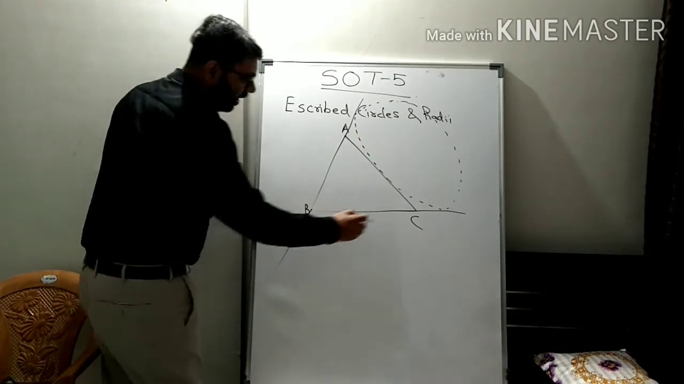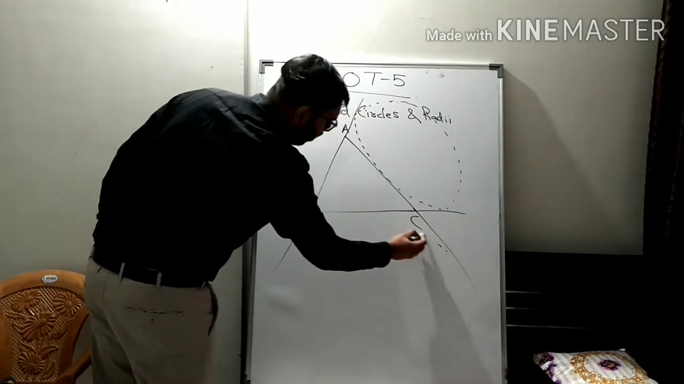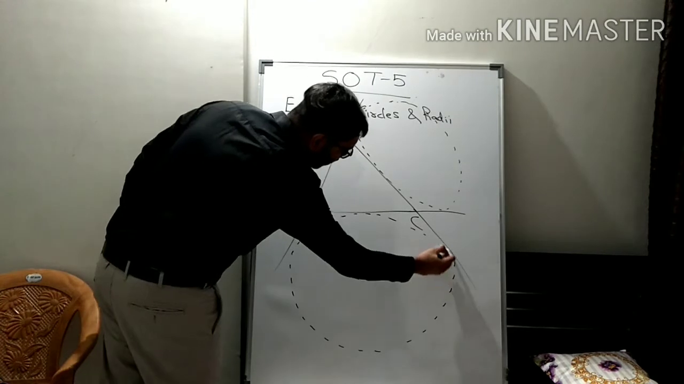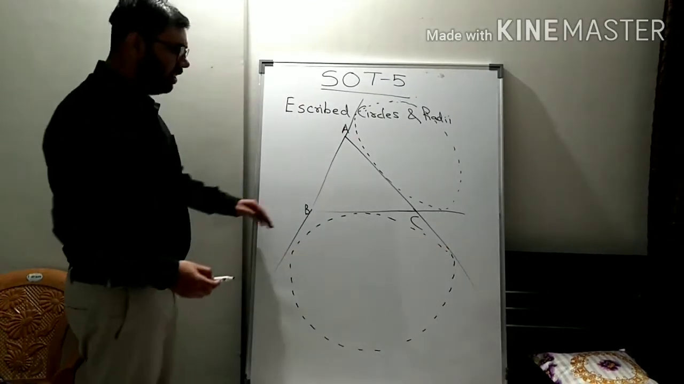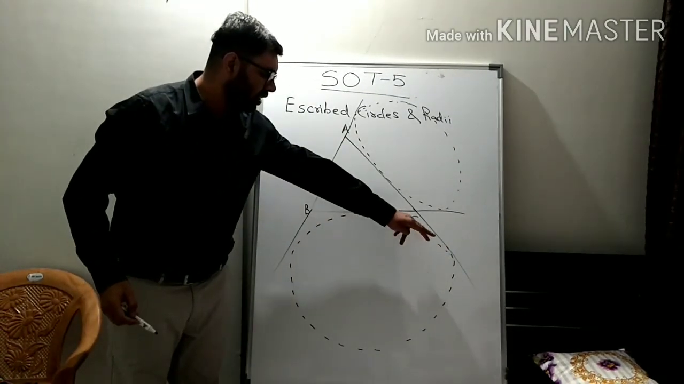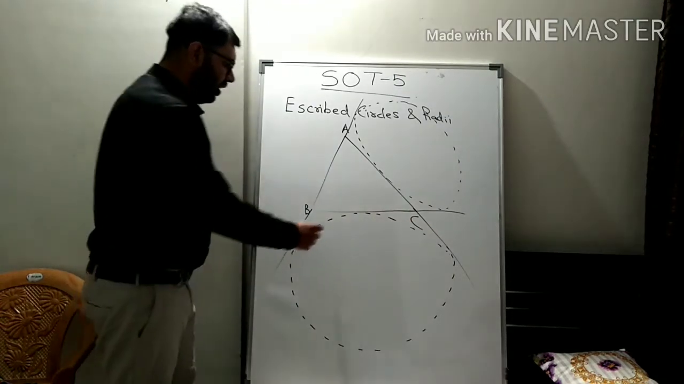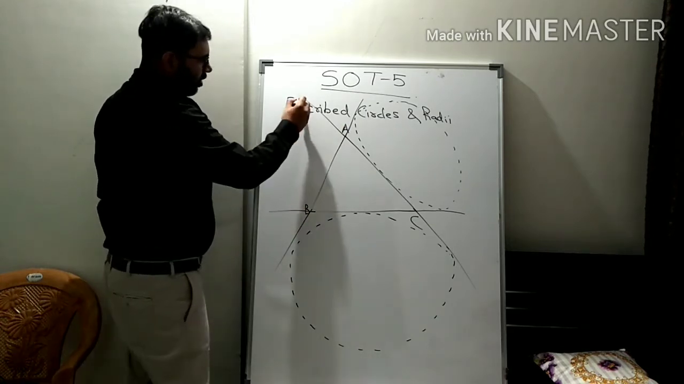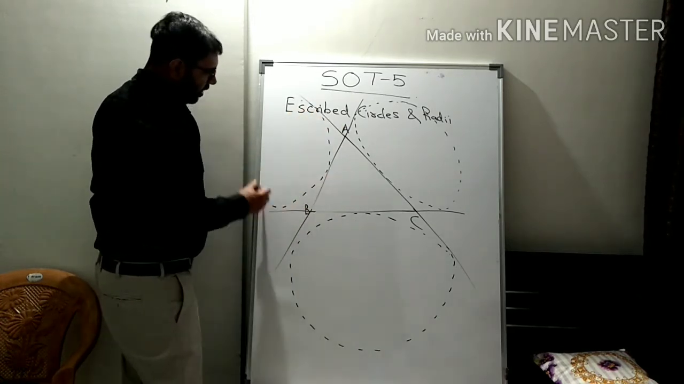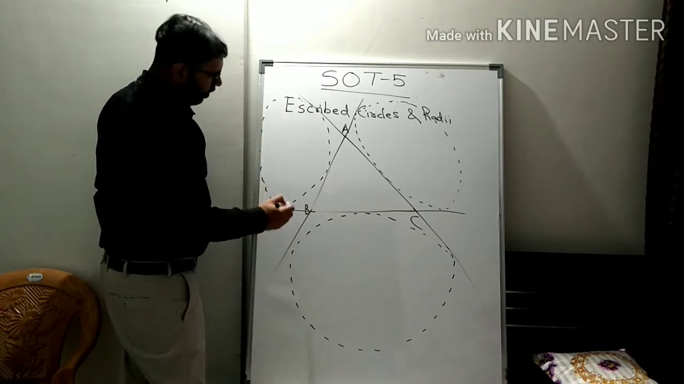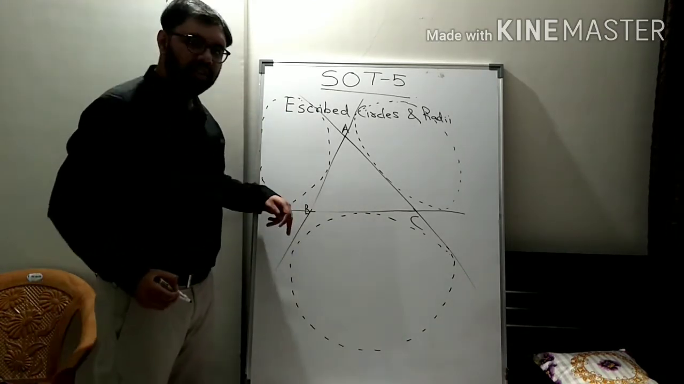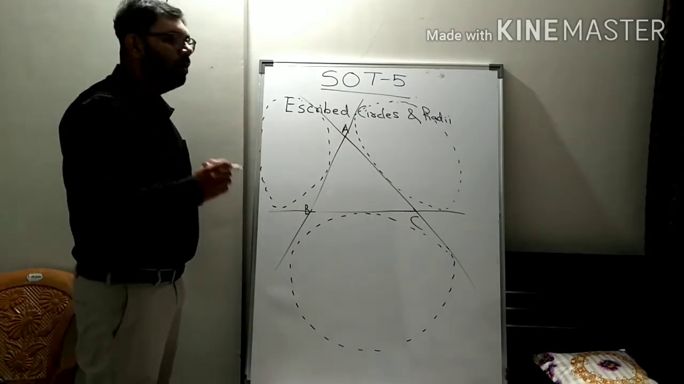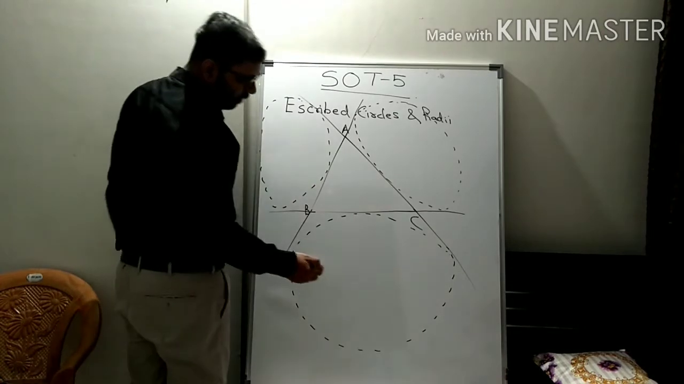Similarly, if I extend this side and this side, then if I draw a circle like this, which is touching the three sides on the outside, the circle is touching these two sides after extension, and then this side. And now if I extend this and this, and I draw a circle like this, which is touching these two sides. So these three circles which are formed like this are called the ascribed circles.